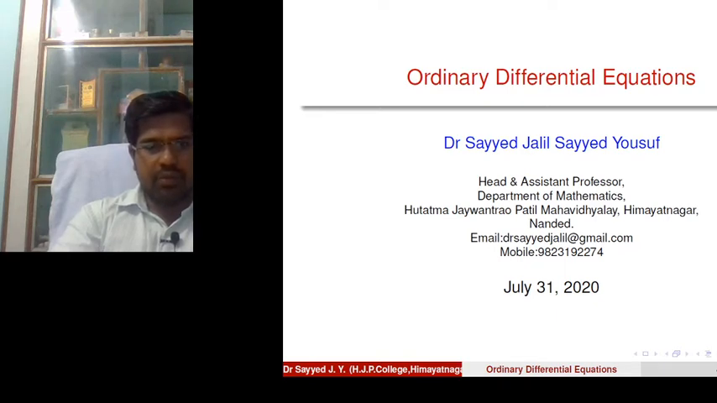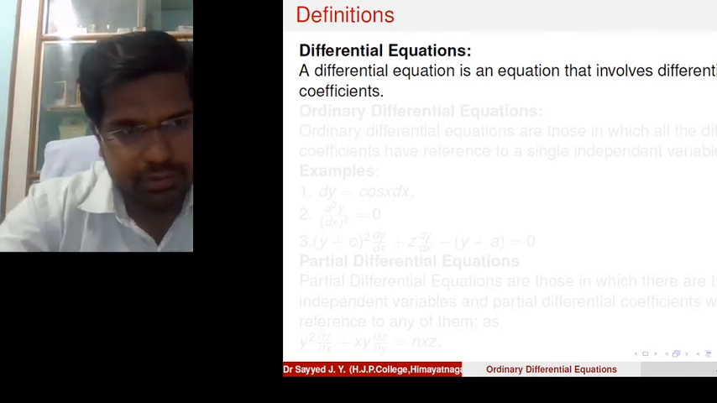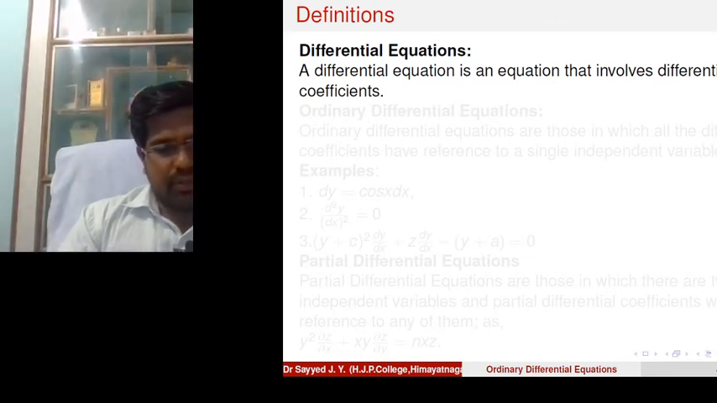We'll start the second year paper, Ordinary Differential Equations. In that, we'll start the first unit with the definitions. What is meant by differential equations? All of you know what is meant by differential equation. You have seen this in first year also, as well as in your inter class also.